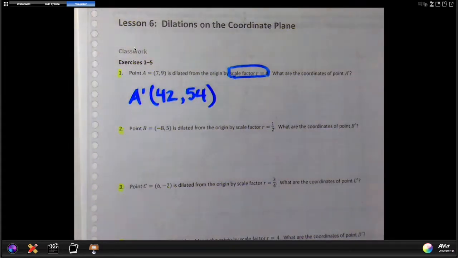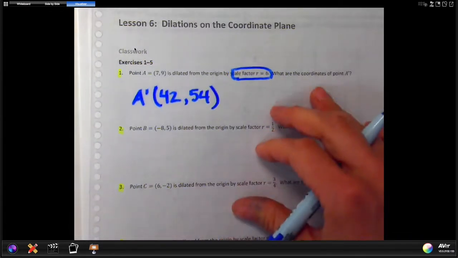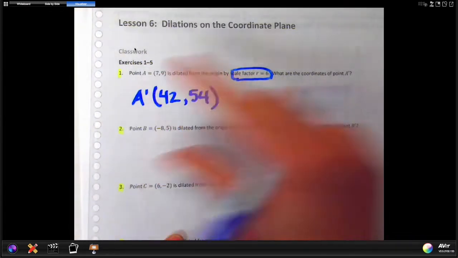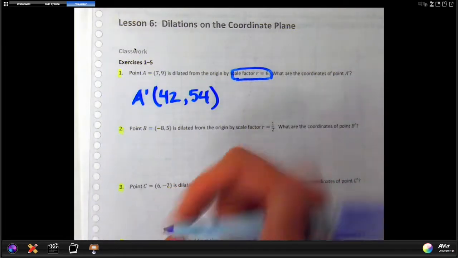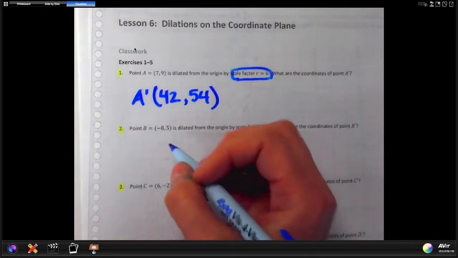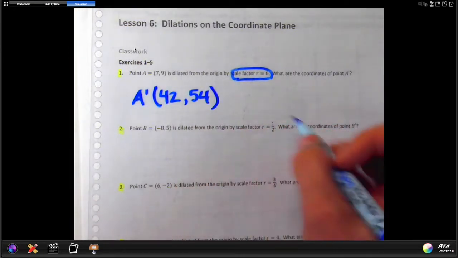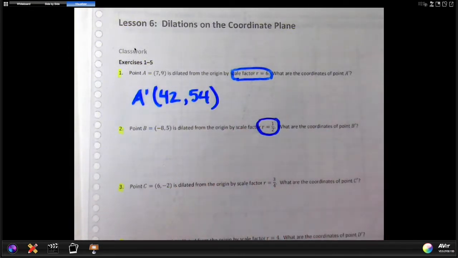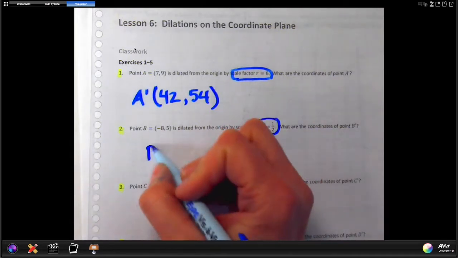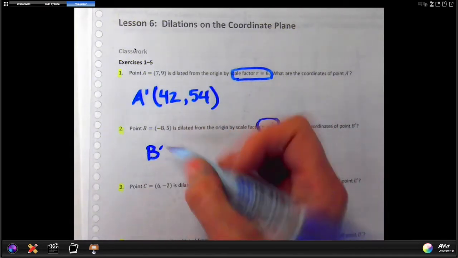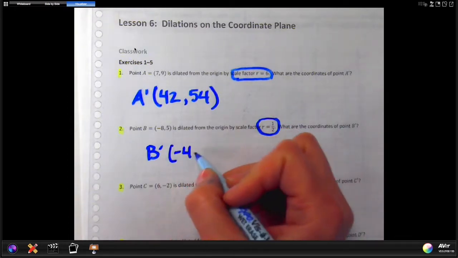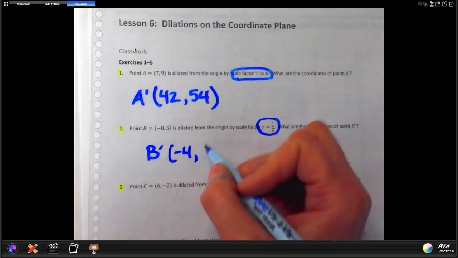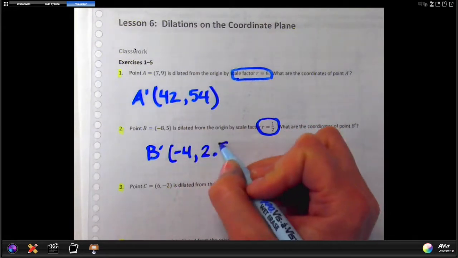Basically, to dilate a coordinate by a scale factor, what we do is we multiply each individual coordinate by the scale factor, no matter what it is. So in our next one, point B is at negative 8, 5, and is dilated by a scale factor r equal 1/2. What we do to find B prime is the same exact thing. We would do negative 8 times 1/2, and we get negative 4. And then we do 5 times 1/2, and we get 2.5.